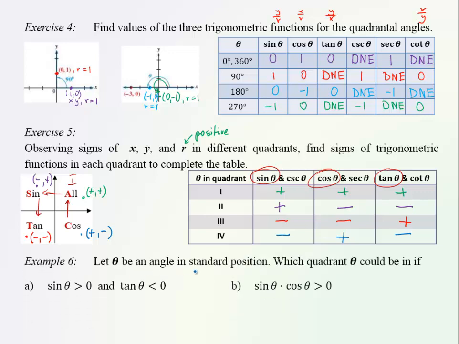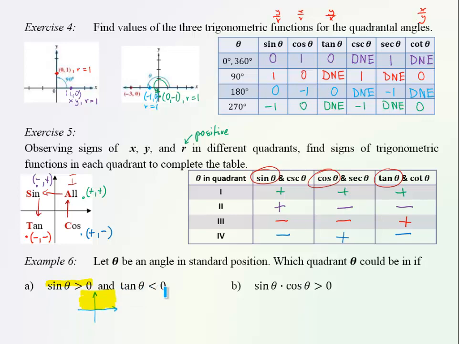Let theta be an angle in standard position. Which quadrant could theta be in if we know that sine is positive and tangent is negative? Well, I may ask you to shade particular quadrants that will satisfy each condition. For example, sine is positive in the first and second quadrant, because here all functions, that means sine as well, and over there sine. So what we can do is shade the first and second quadrant. These two quadrants satisfy the first condition, sine is positive.